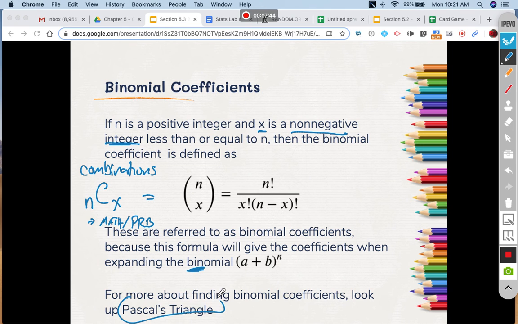There's also some cool things with binomial coefficients. If you want to look up Pascal's triangle, I'm not going to go into that in this discussion here, but if you have a little time, Google it. You might see a little bit more of Pascal's triangle. It's another easy way to find these binomial coefficients sometimes.